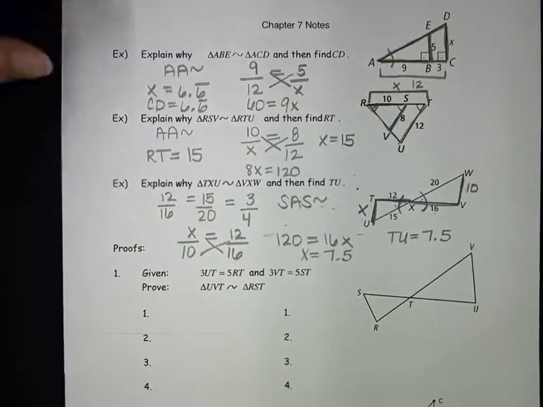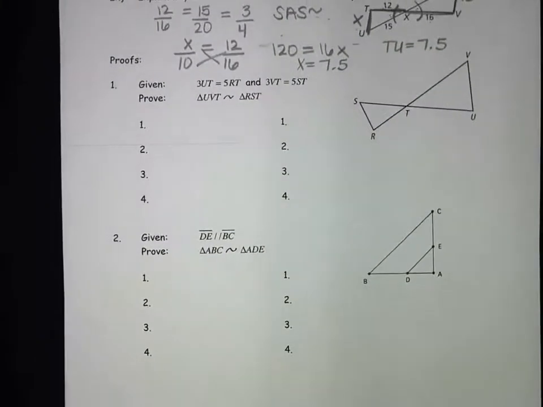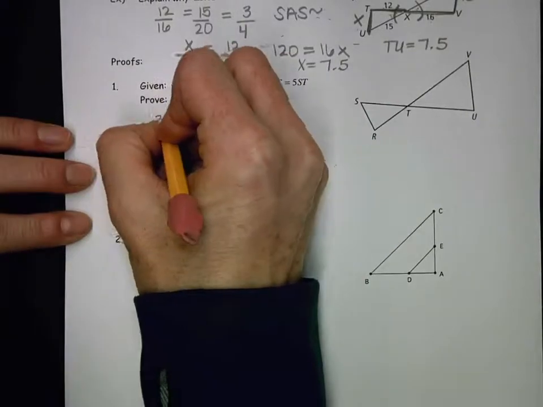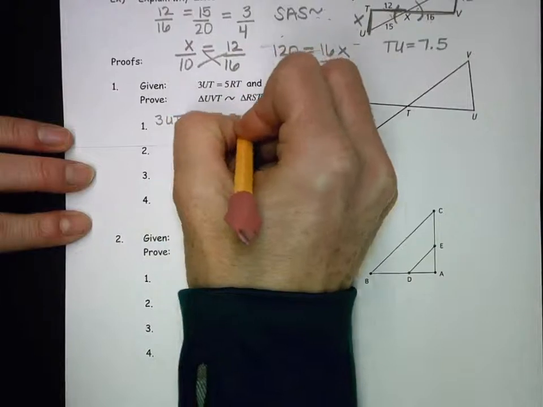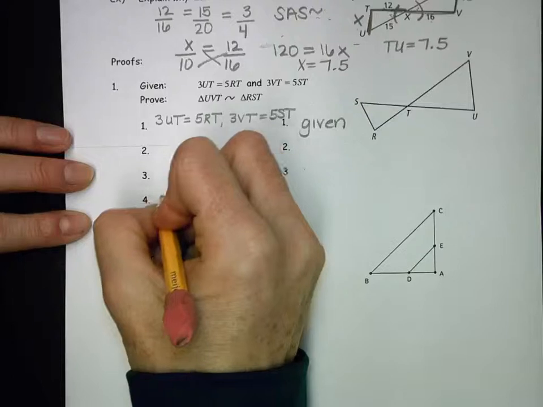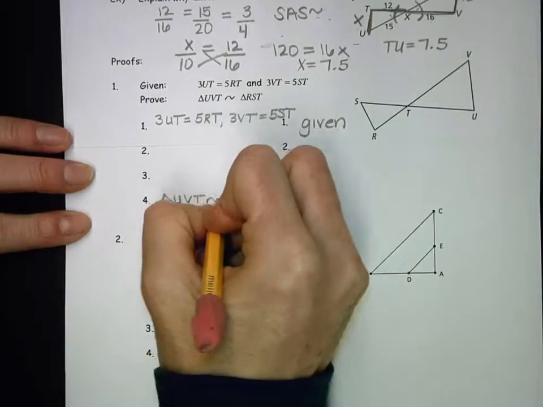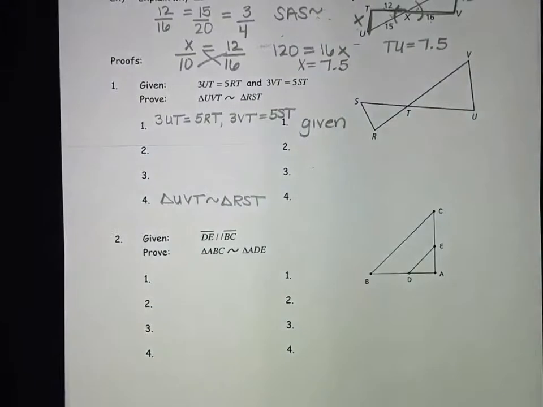All right, our last thing we're going to do is we're going to work on proofs. So just as we've done proofs in the past, the first thing we're going to do is write down our given. 3UT equals 5RT. 3VT equals 5ST. We have our given. Then I have triangle UVT is similar to triangle RST, and that will be one of our similarity theorems. The first thing we must prove is we either must prove two congruent angles, or three proportional sides, or two proportional sides and an included angle.